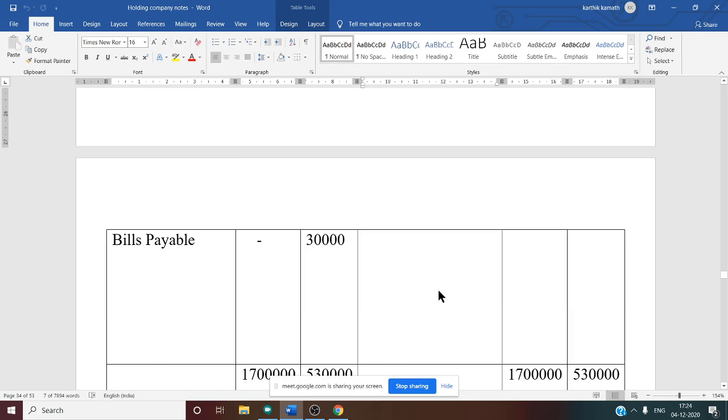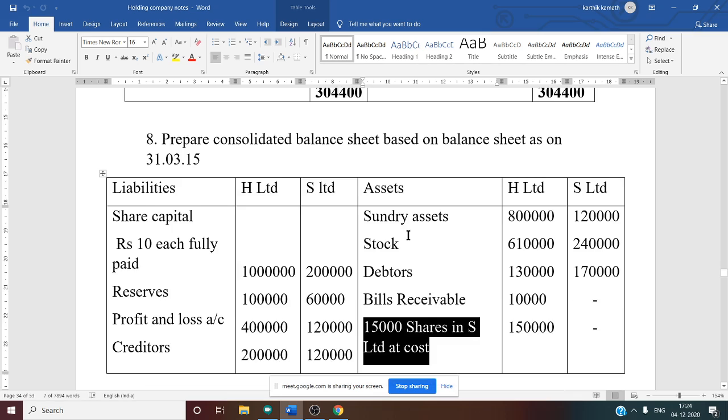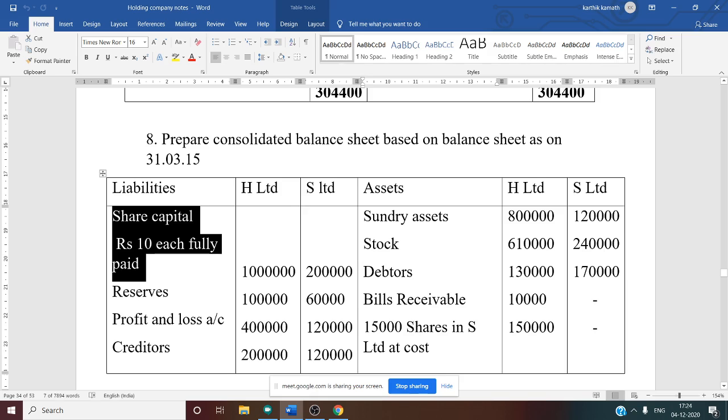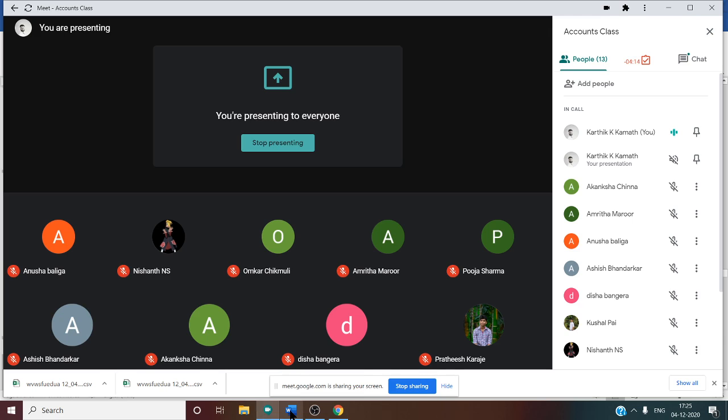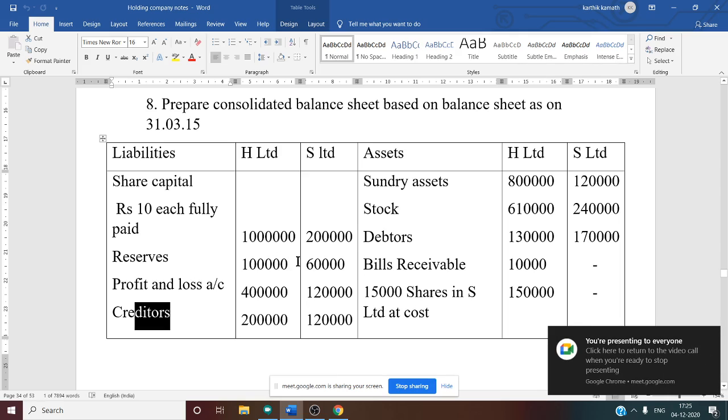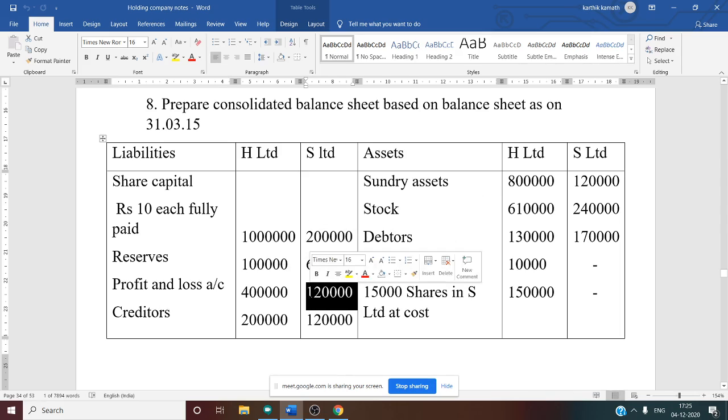Then on the asset side, no other information is given. Only these 5 items: sundry asset, stock, debtor, bills receivable, and investment made by the holding company. If you see the liability side, share capital of rupees 10 is fully paid, it is given. Then reserves are mentioned, profit and loss account is given, creditors information is mentioned. So here we want share capital of subsidiary, reserves of subsidiary, profit and loss account of subsidiary. And now let us see the adjustment after discussing the problem.